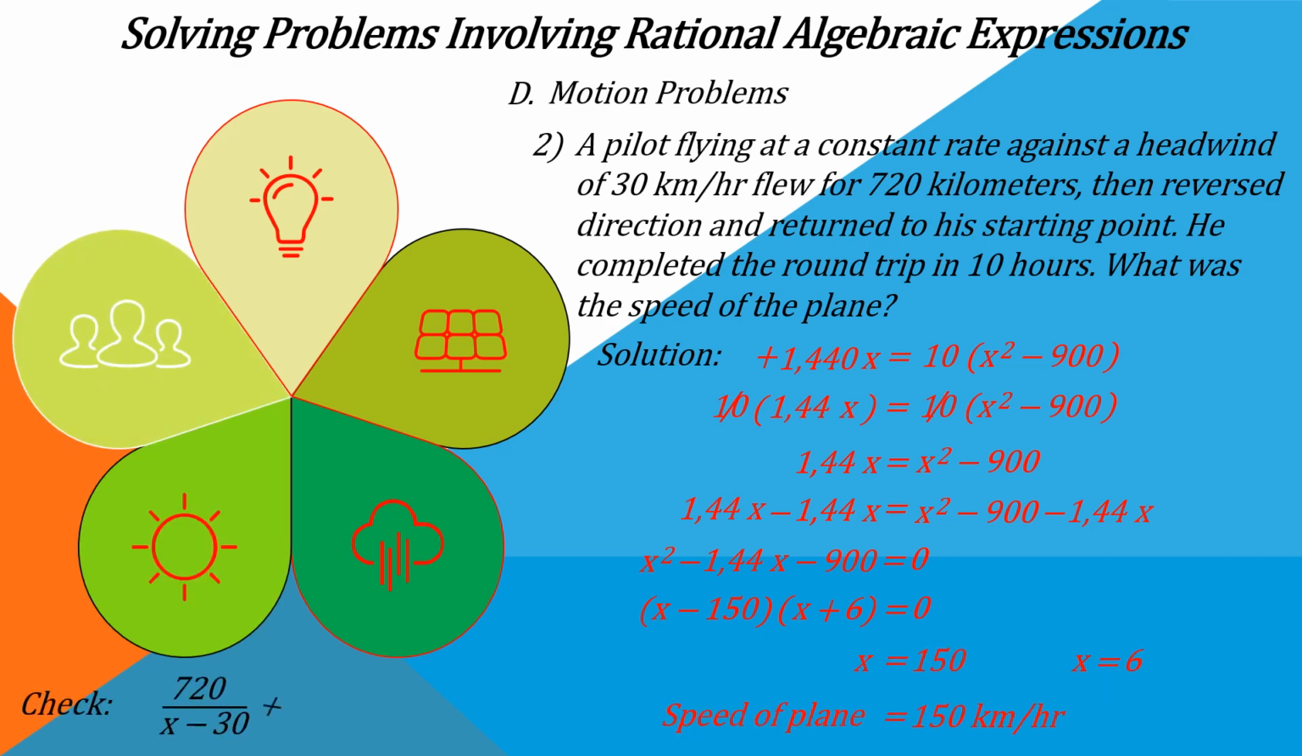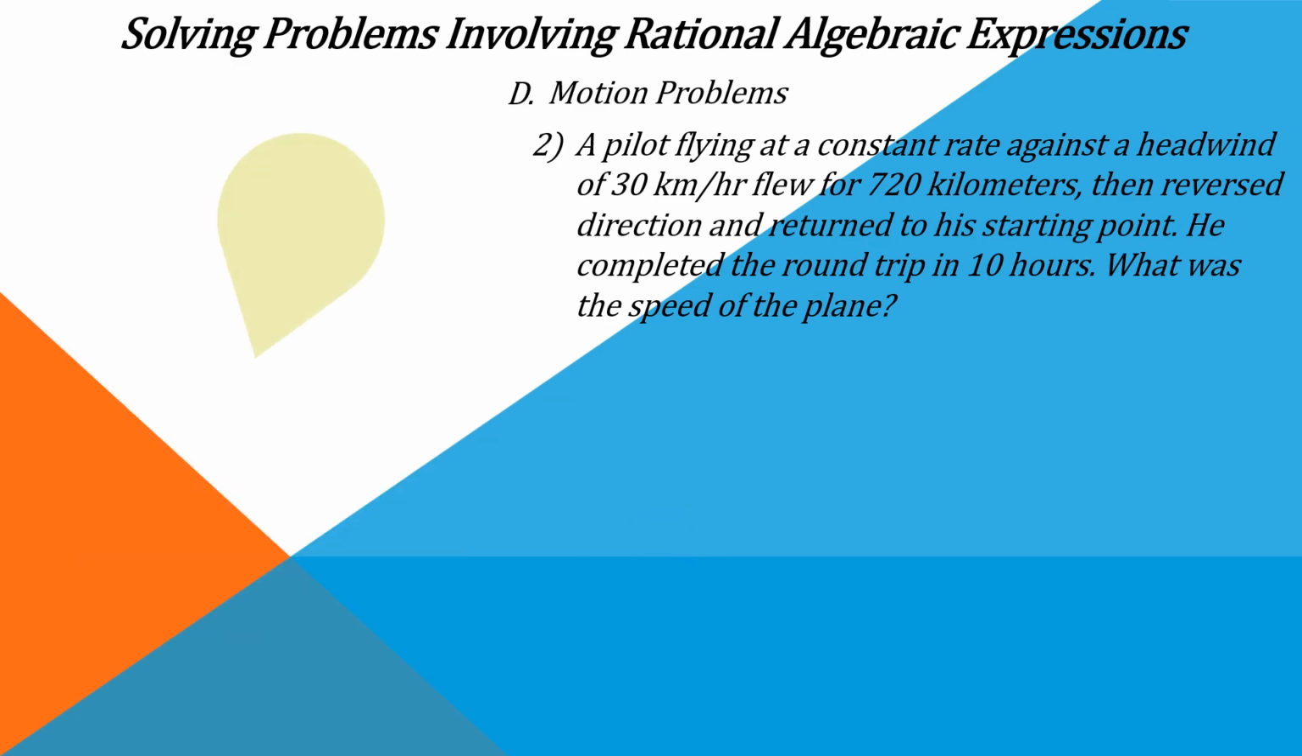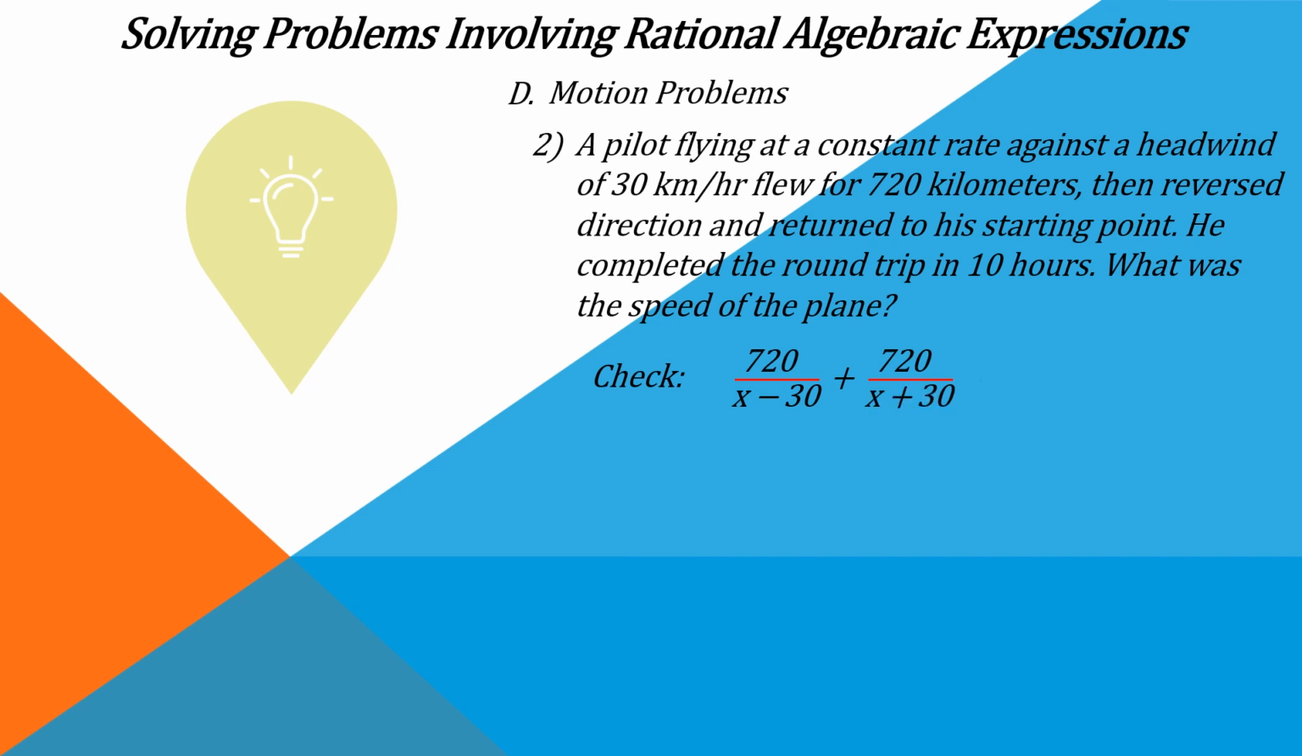720 over x minus 30 plus 720 over x plus 30 is equal to 10. Let us rewrite the equation. 720 over x minus 30 plus 720 over x plus 30 is equal to 10.